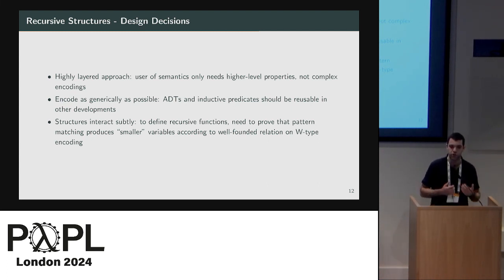We also encode things as generically as possible, where with only minor amounts of refactoring, we believe that our encodings of generic algebraic data types and inductive predicates are not unique to Why3 and could be reused in other similar developments. But it's worth noting that when we do things this way, where we give these explicit constructions, these structures interact with each other. And the interactions can get extremely subtle. So for instance, to define these recursive functions and to prove that everything terminates for Coq, we need to reason about the very, very precise interactions between these W-type encodings, the pattern matching, as well as the well-founded relation and the recursive function itself.